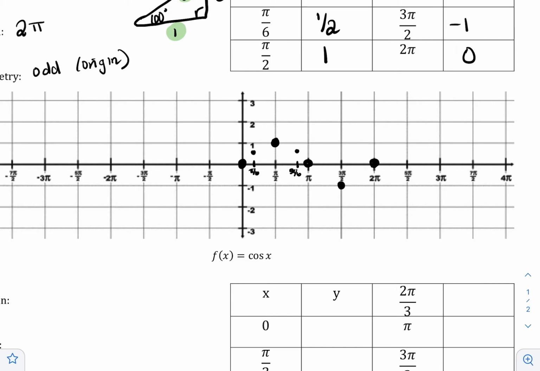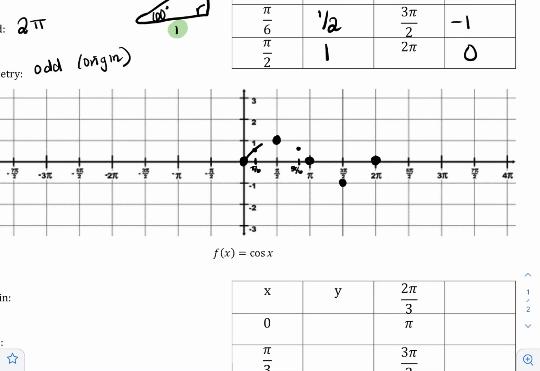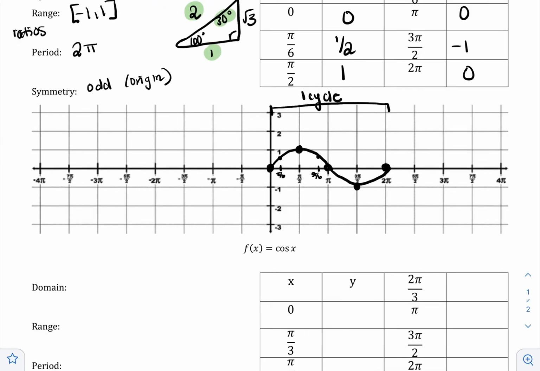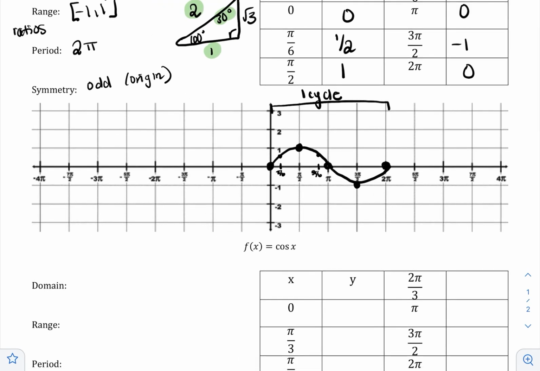And so what you're going to have here is a nice curve where you're going to go up to 1, down to -1, and then back to 0. So here is our sine curve. And this is what we call one cycle of the sine curve. But of course, remember that the domain is actually all real numbers. So it's going to go all the way to the right and all the way to the left.